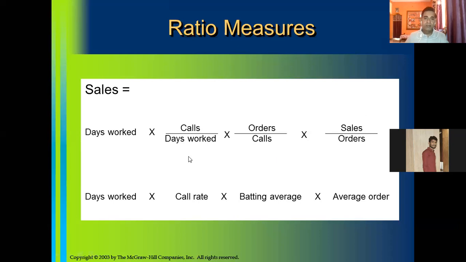Calls divided by the number of days worked in a year is called the call rate. Orders divided by calls is called the batting average. And sales divided by orders is called the average order. So the number of days worked multiplied by call rate, multiplied by batting average, multiplied by average order is equal to sales. That is how a sales rep can be evaluated using these ratio measures. You will get to take a look at these actual ratios when I give you the illustration of evaluation of a sales representative at the end of the chapter.